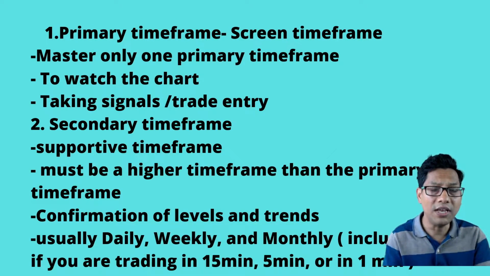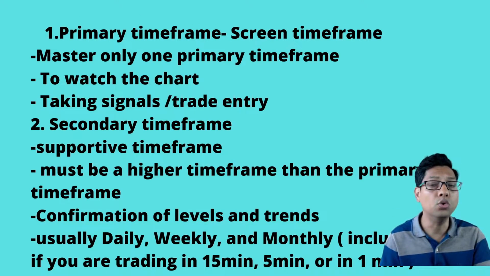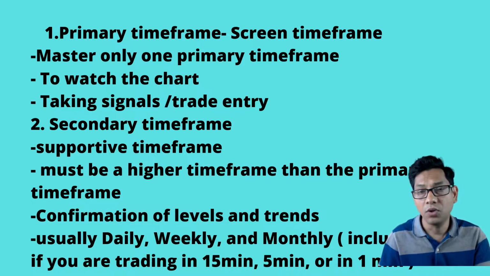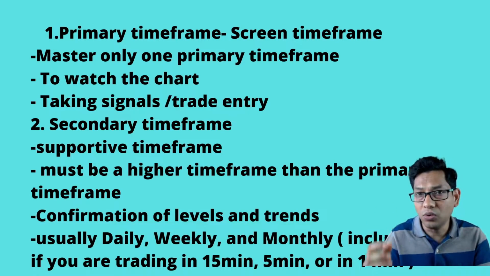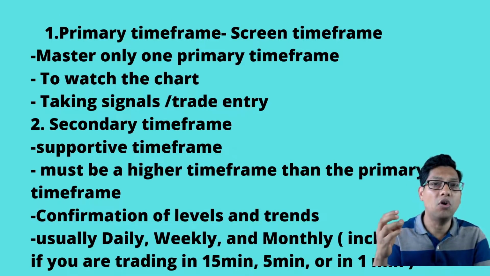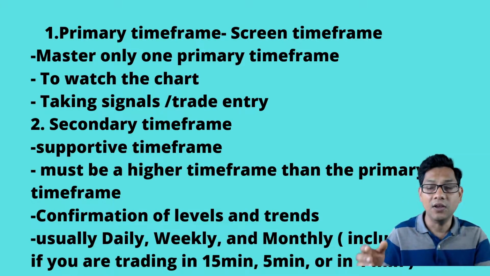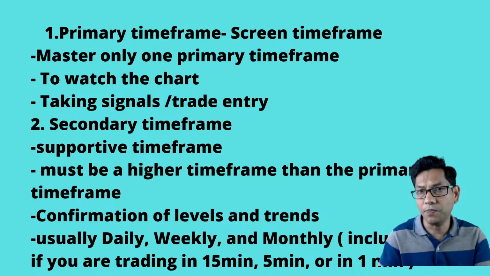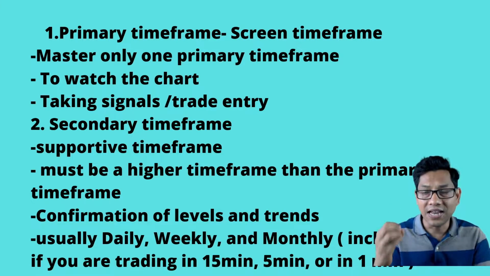Okay, so usually daily, weekly and monthly are used as a secondary or supportive time frame if you are trading on a lower time frame, such as the 4-hour. But if you are using say 5 minutes or 15 minutes as your primary time frame, then 4-hour, daily, weekly and monthly can be your secondary or supportive time frame.